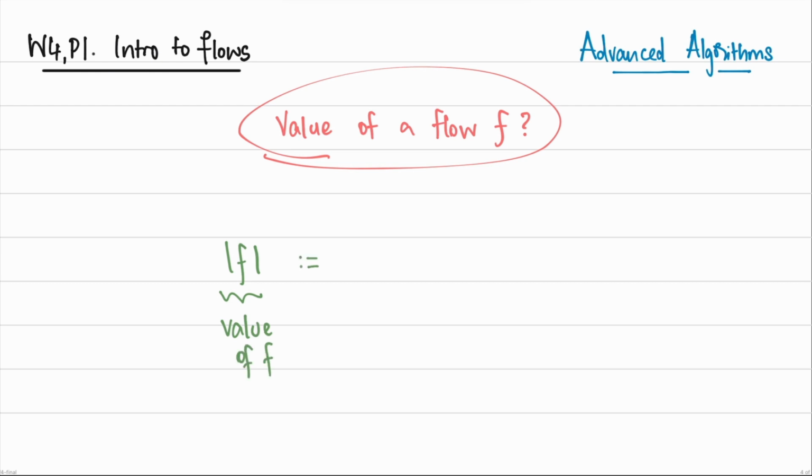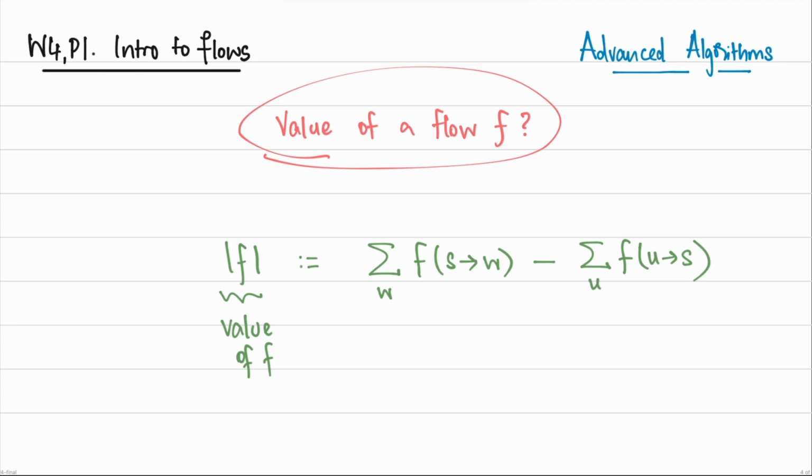We're going to define this as the net flow that goes out of the source vertex. So let's look at all the flow that's going out of S. And we said that this is the net flow, so we have to subtract the flow that's coming into S.